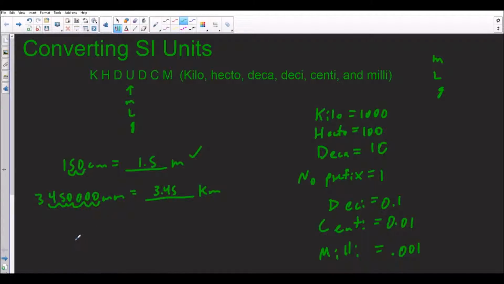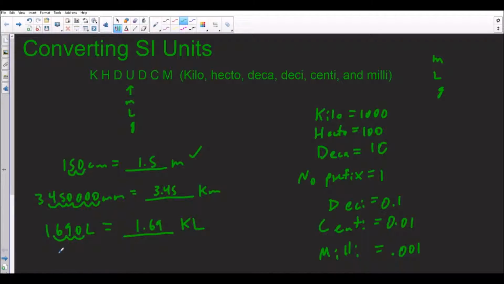Now what about this one? We're going to start out with 1,690 liters. How many kiloliters is that? Okay, kiloliters isn't really a thing you see very often, but we can still do it, right? We're starting with liters, so we start at the units, and we're going to go to kiloliters. So we're going to go 1, 2, 3. So we have to move our decimal place 3 to the left. So we're going to have 1.69 kiloliters.